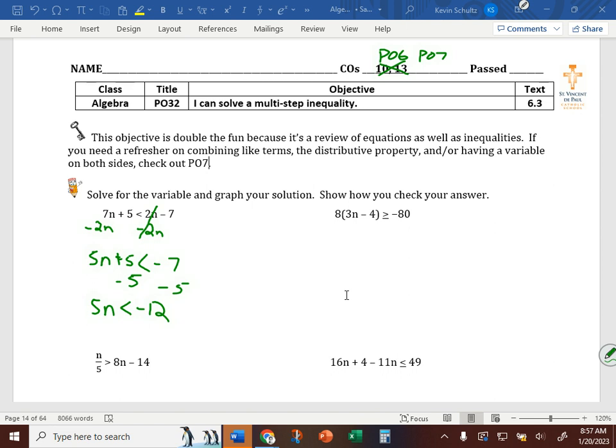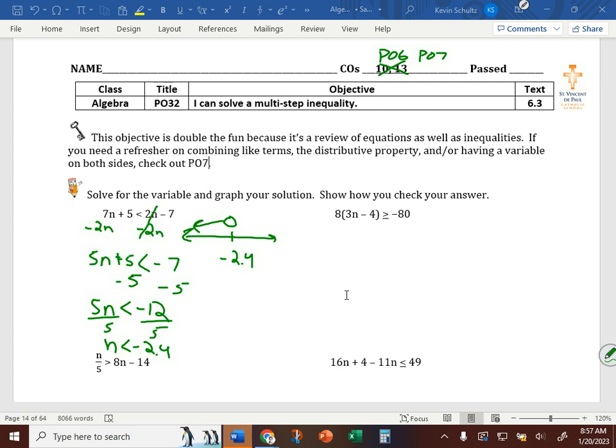So we can divide both sides by 5 now, and again, because that 5 is positive, it's not going to flip the sign. And you can write this as a decimal or a fraction. It doesn't make a difference to me. Decimal would be, as Colin said, negative 2.4, or you can leave it in fraction form, negative 12 fifths. Either way is fine. Your graph, mark your reference number there, negative 2.4. Open circle, and it's going to the left.